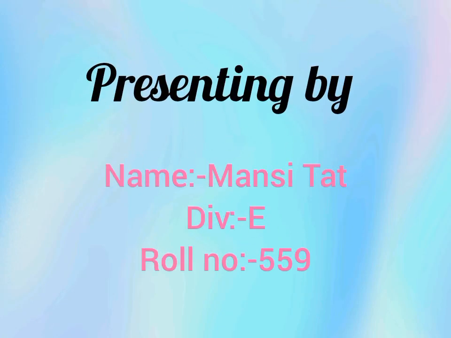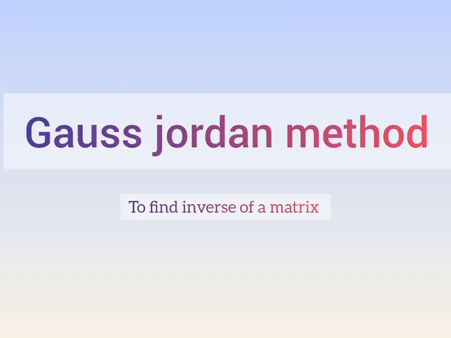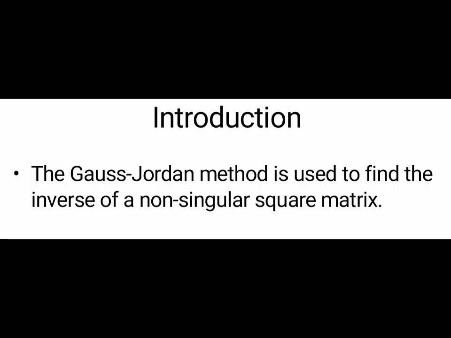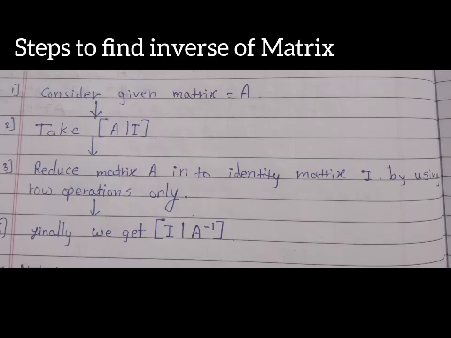Hello everyone. Today we are going to learn a topic, Gauss-Jordan method. The Gauss-Jordan method is used to find the inverse of a non-singular square matrix. Non-singular matrix, that is, determinant of A is not equal to 0. Then there are 4 steps to find the inverse of a given matrix.